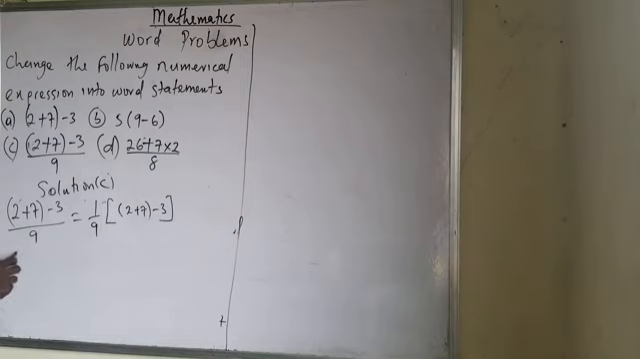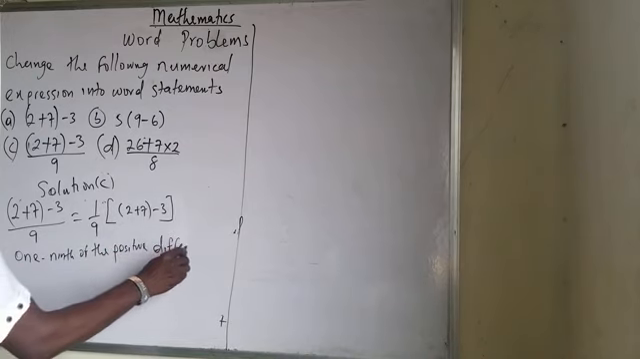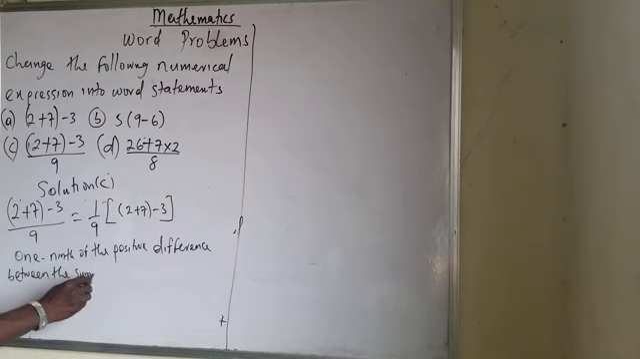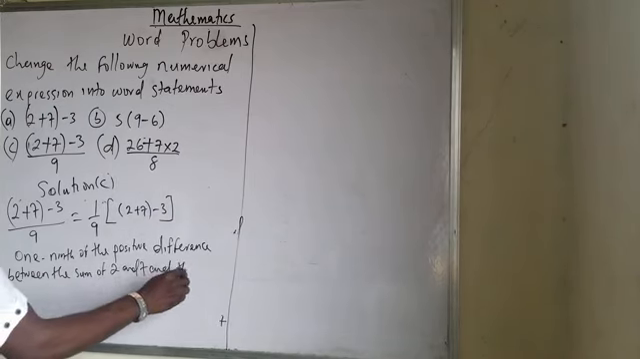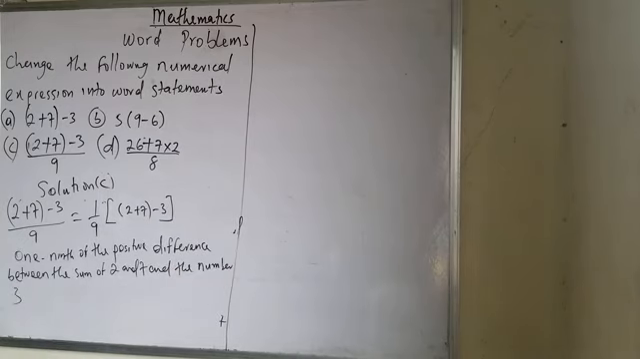It means 1/9 of the positive difference between the sum of 2 and 7 and the number 3. Please take note of that. Very, very important.